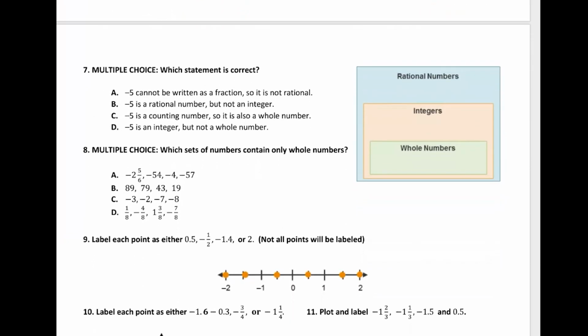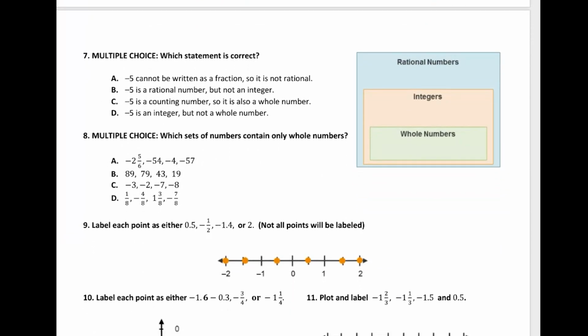Number 7 has a little diagram to show how whole numbers, integers, and rational numbers are related. Basically, what this is saying is that all whole numbers are integers, all integers are rational numbers, but not all rational numbers are integers, and not all integers are whole numbers. So whole numbers being like 0, 1, 2, 3, etc. Integers are all the whole numbers, but also their opposites, so the negatives as well.